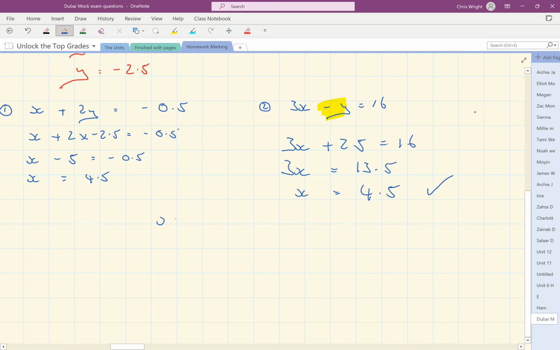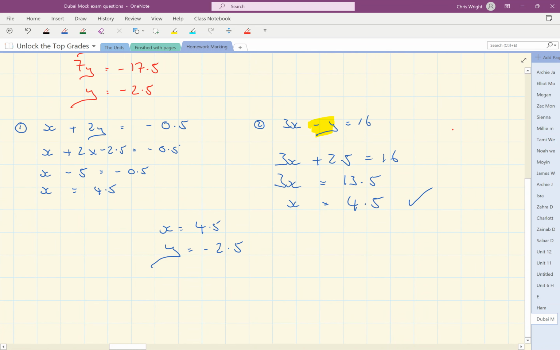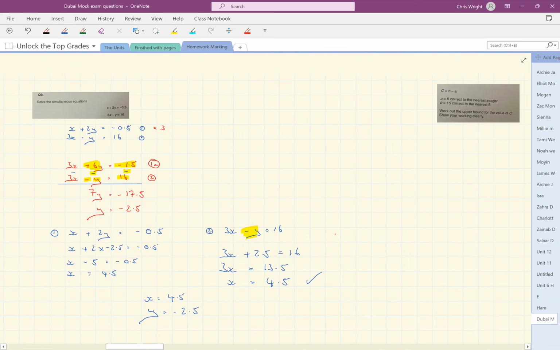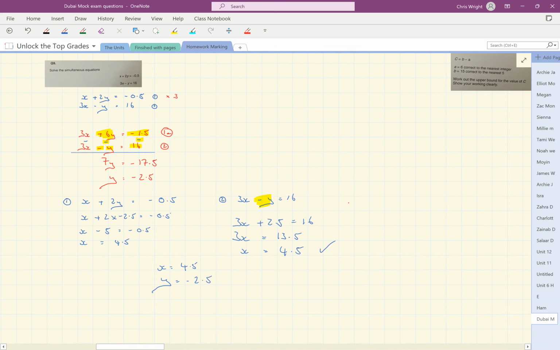So my solution is x equals 4.5 and y equals minus 2.5. And that is my solution to that question.